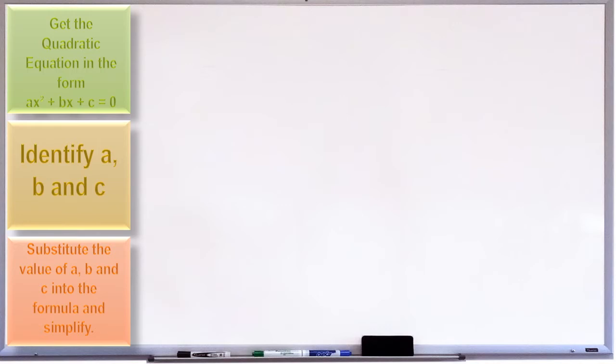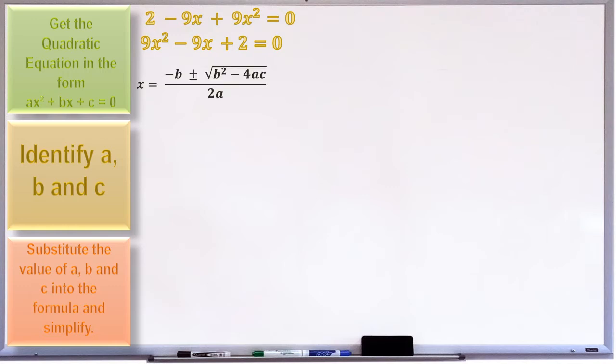Example, we have a given quadratic equation which is 2 minus 9x plus 9x squared is equal to 0. Let's use the first step. Get the quadratic equation in the form of ax squared plus bx plus c is equal to 0. So 2 minus 9x plus 9x squared is equal to 0 become 9x squared minus 9x plus 2 equal to 0.